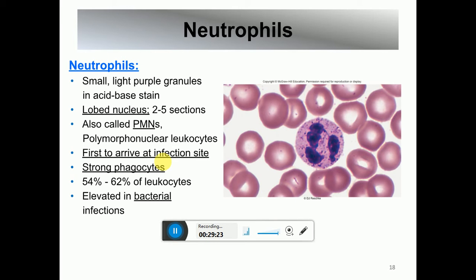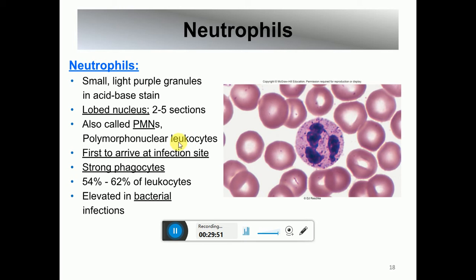Now to talk about these cells individually, neutrophils are your first responders. So whenever the body realizes that there's something foreign within its system, the first one to come would be your neutrophils. Again, these are your first responders. They have a large multi-lobed nucleus, hence the name polymorphonuclear leukocytes.